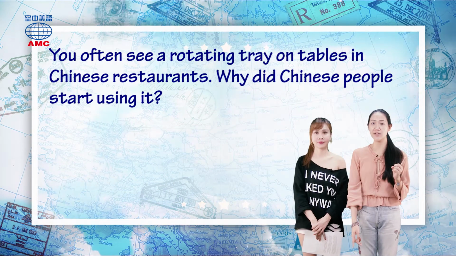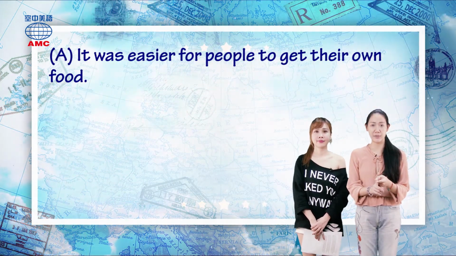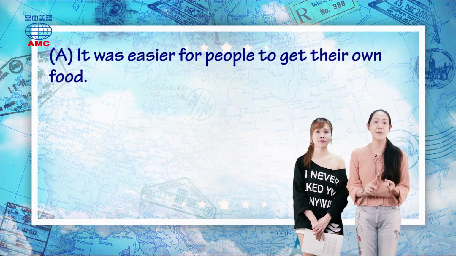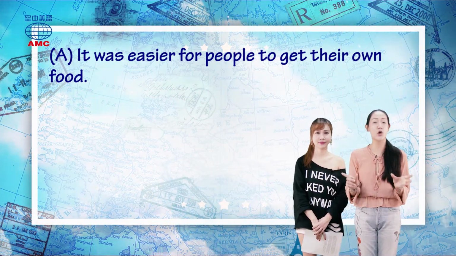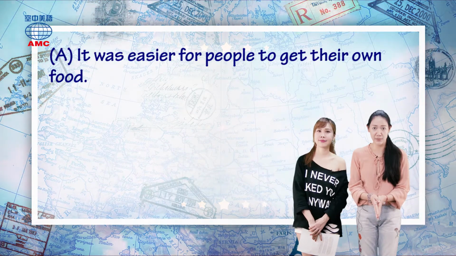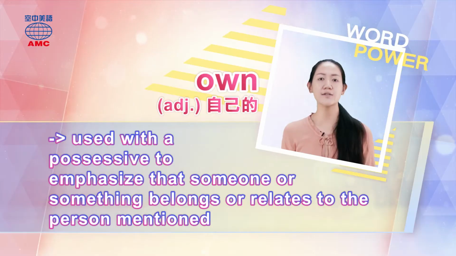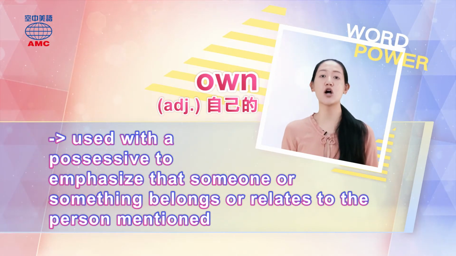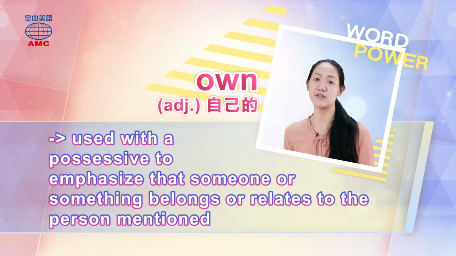All right, so the article says answer choice A. We have our first answer choice. It was easier for people to get their own food. We have the word own, their own food. Own is O-W-N, own. The word own is used with a possessive to emphasize that someone or something belongs or relates to the person you mention.